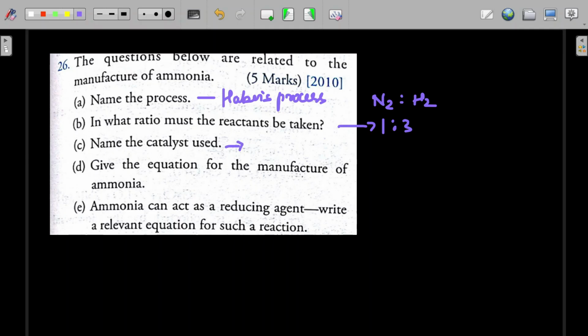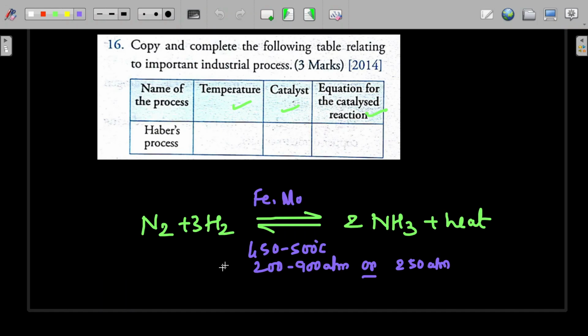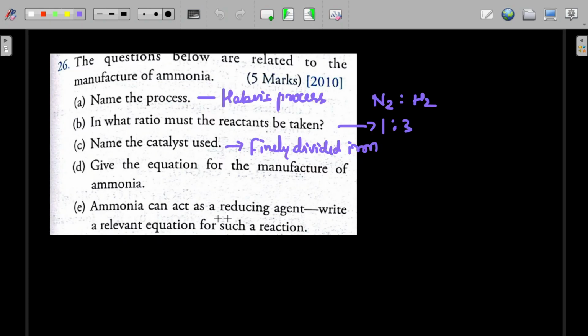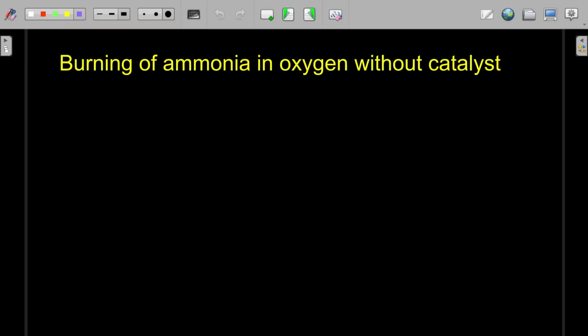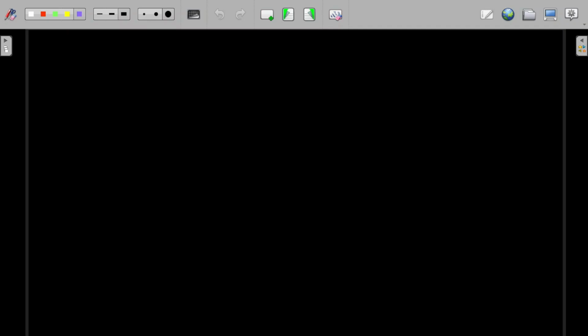Catalyst used, when they ask, you don't write iron, you have to write finely divided iron. When you make the powder of any catalyst, it gives a larger surface area for reaction. Equation for the manufacturing of ammonia, as previously written, everything you have to write. Ammonia acts as a reducing agent, write a relevant equation for such a reaction. We will see that. Okay, chemical properties. Before that, if any important physical properties are there, we'll see.